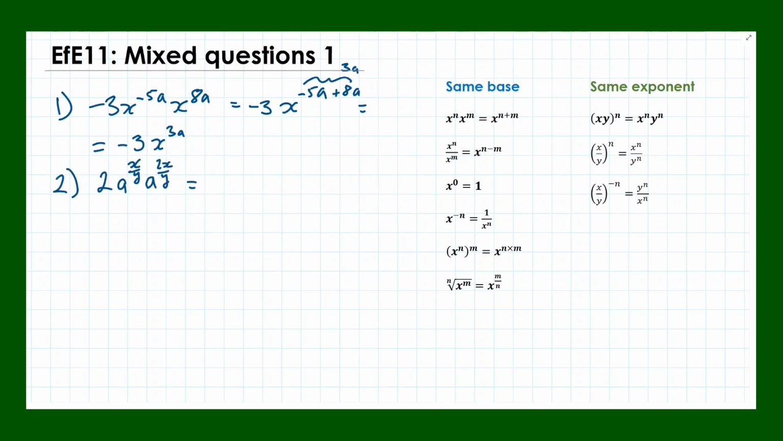Second question: 2a to the x over y, times a to the 2x over y. Now, here, both of the powers are positive and they are the same base. So there is only one rule I can use here, and that is the first one. When we multiply the same bases, we add the powers together. So a to the x over y plus 2x over y.